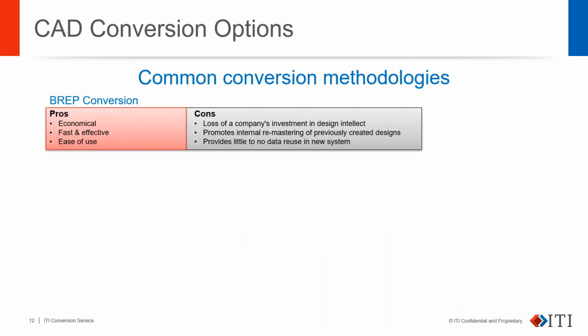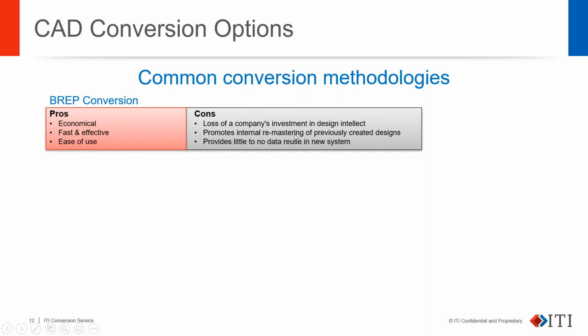So we typically see three common conversion methodologies for moving CAD data from one place to another. The simplest of which would be the BREP conversion, or the dumb solid conversion. This is where you just export a STEP file or a native file from your legacy data and simply import that into your new CAD system. Of course, this is very fast, very economical. Most CAD systems can do this quite easily.